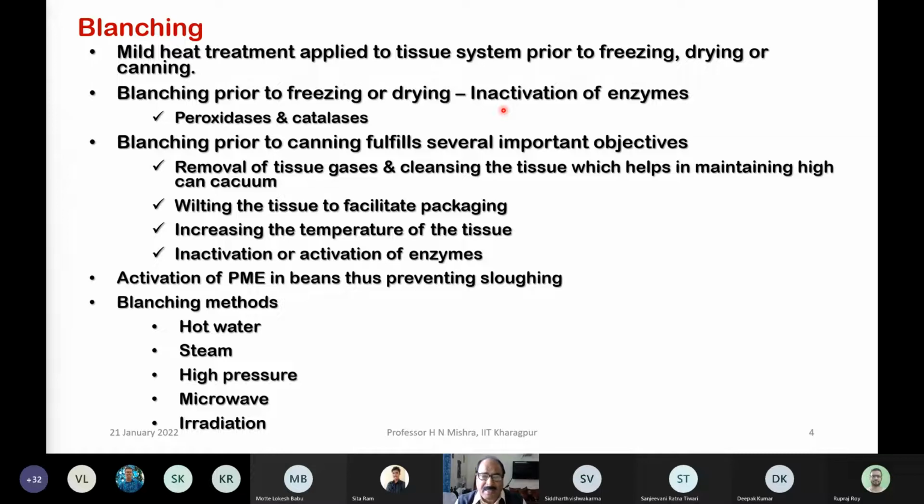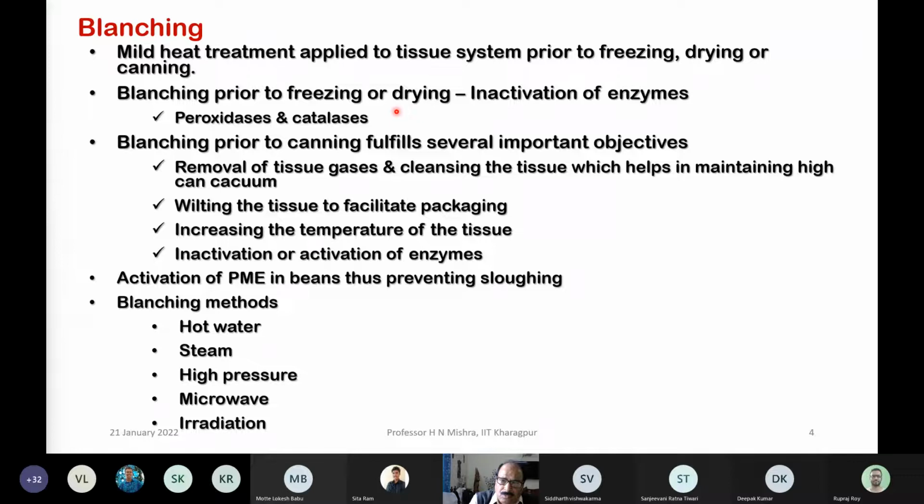Of course, this plant system may have a large number of enzymes present. Among those enzymes present in most of the tissue systems, the peroxidases and catalases are known to be the most heat resistant enzymes. So the blanching processes are optimized, that is, the heat treatment performed is sufficient to kill the peroxidases and catalases. All right, that is given.